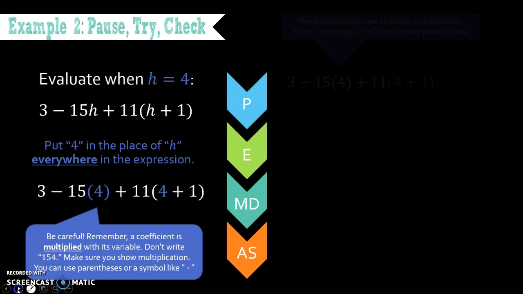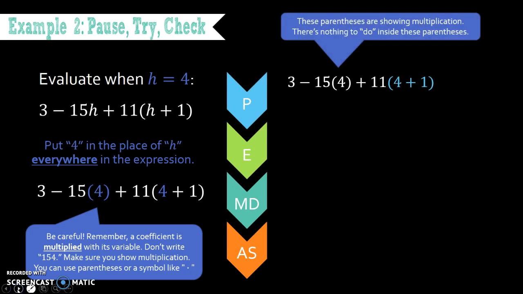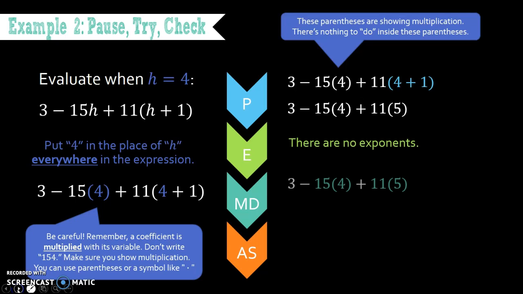We're going to use our order of operations to work this thing down. We start with our parentheses, which would be the 4 plus 1. That gives us 5. Now I'm going to look for any exponents, and I don't see any. We're going to work out our multiplication next. So that's going to be the 15 times 4 and the 11 times 5. It gives us those values, 60 and 55.